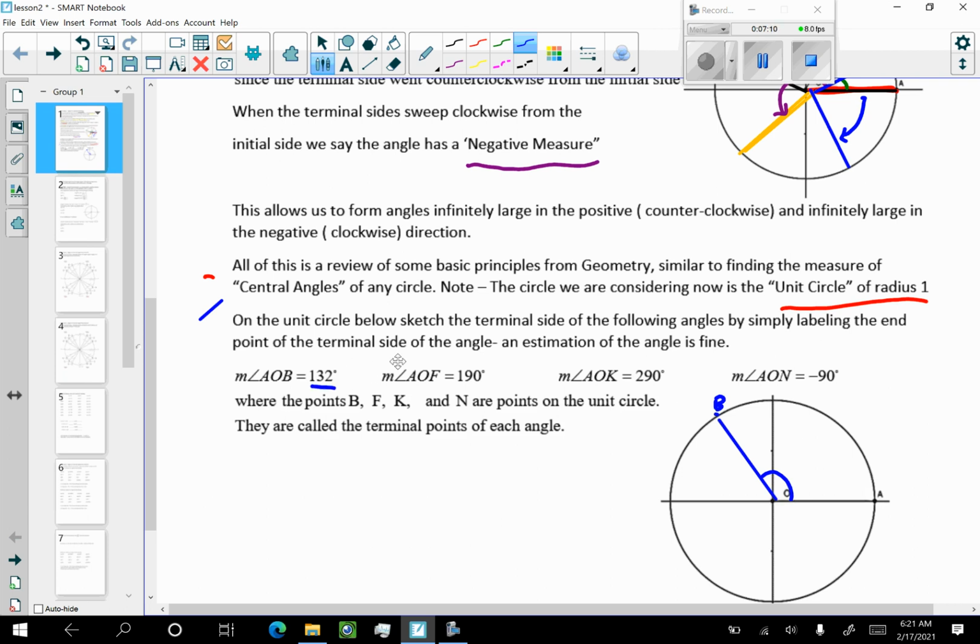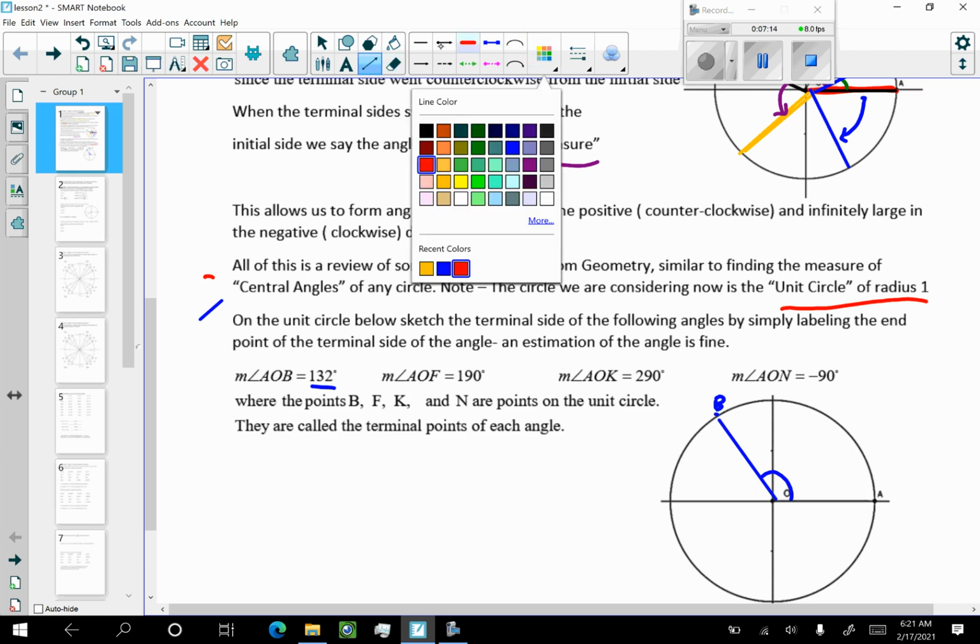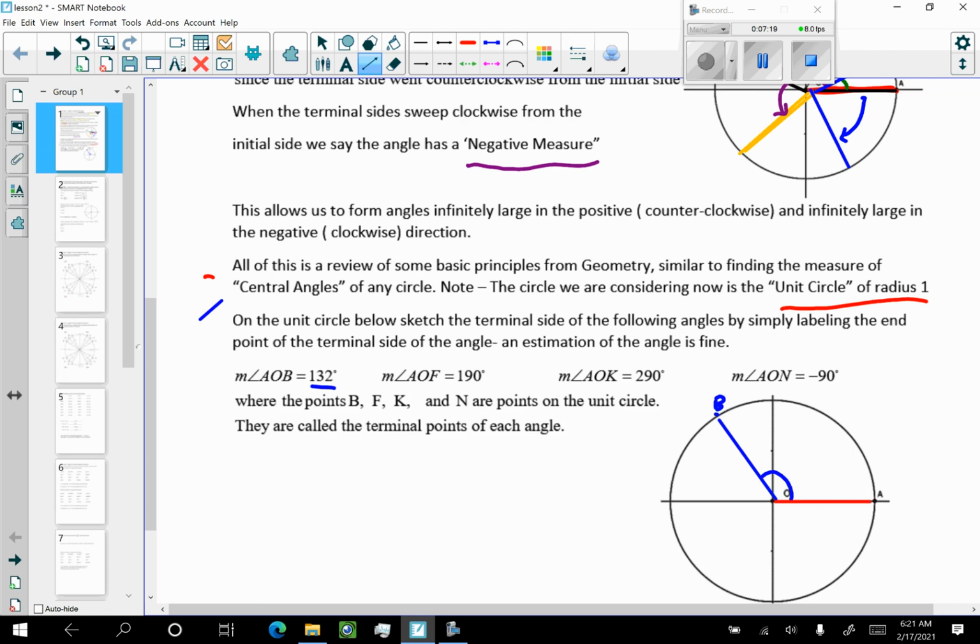Now I want angle AOF to be 190, so I'm going to change the color of my angle. I'm going to make this one a red angle, and I want it to stop at 190 degrees. You tell me when to stop. Well, that's going to be 180, the measure of a line, and then just about 10 degrees more. That angle right there is going to be 190 degrees.